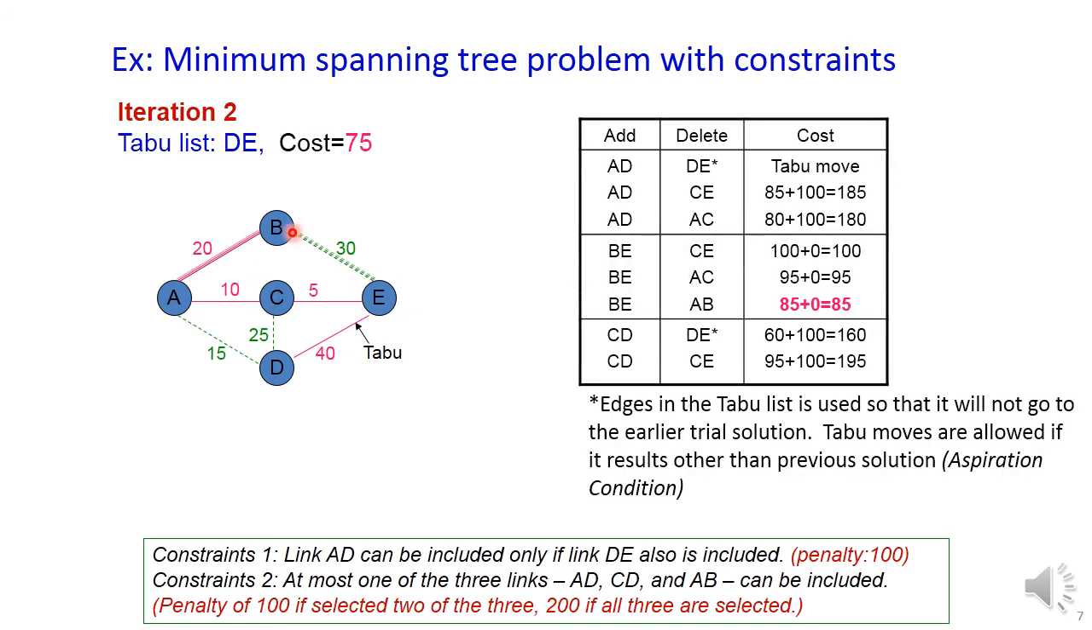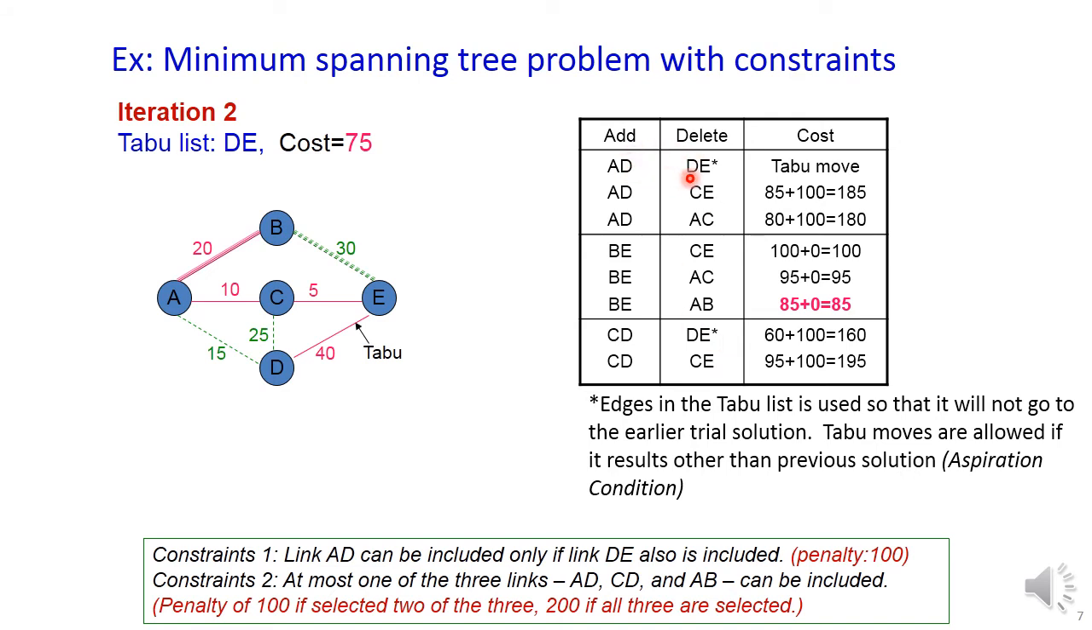The steps here you can see, we can go for adding the edge AD. We can add the edge BE. We can add the edge CD. For all three, there are deletion possibilities also listed in this particular table. Now let us discuss only a few here.